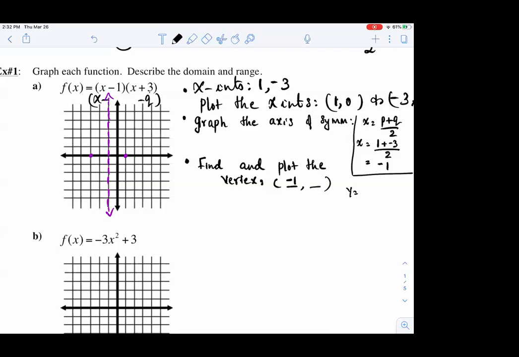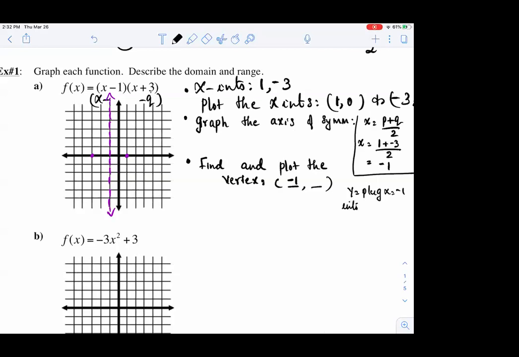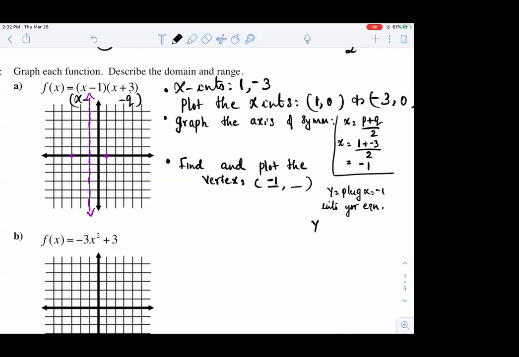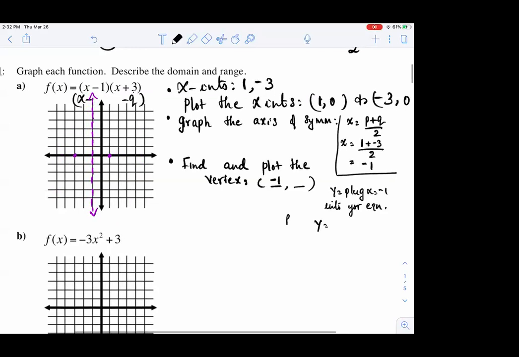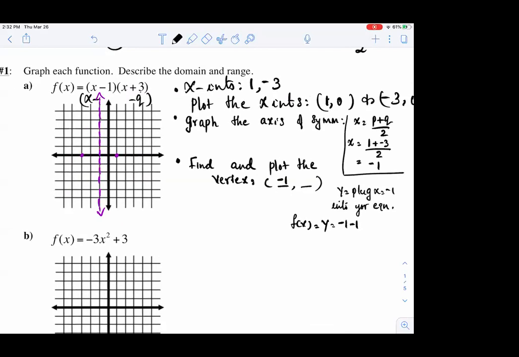Plug it back into the equation. To find the y coordinate, plug x = -1 into your equation. So when you plug in x equal to -1, you have y equal to f of x, which is the same as y, (-1 - 1)(-1 + 3). And that's how you always find the y coordinate. You plug it back into the function.